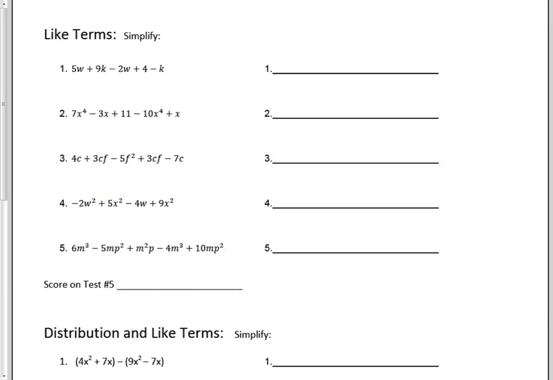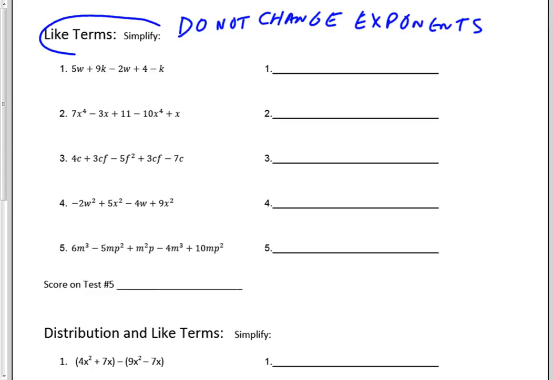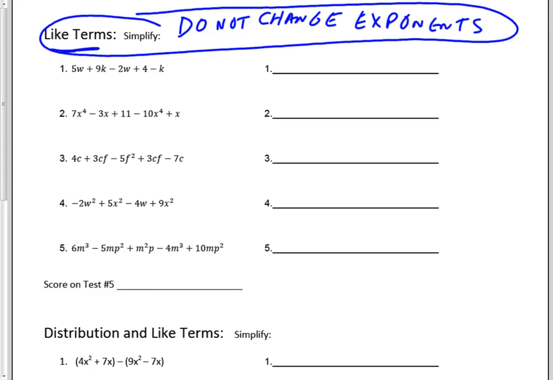What I did like seeing was that people did pretty good at these. If they knew what they were doing, they got 80s or 100s. If you didn't know what you're doing, you got 0s. Up here, write down, do not change exponents for like terms. We are not changing anything here with the exponents because there isn't any multiplication.